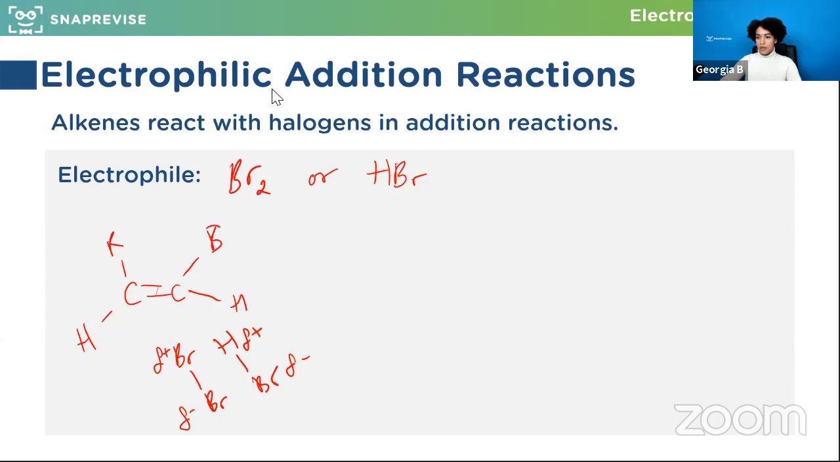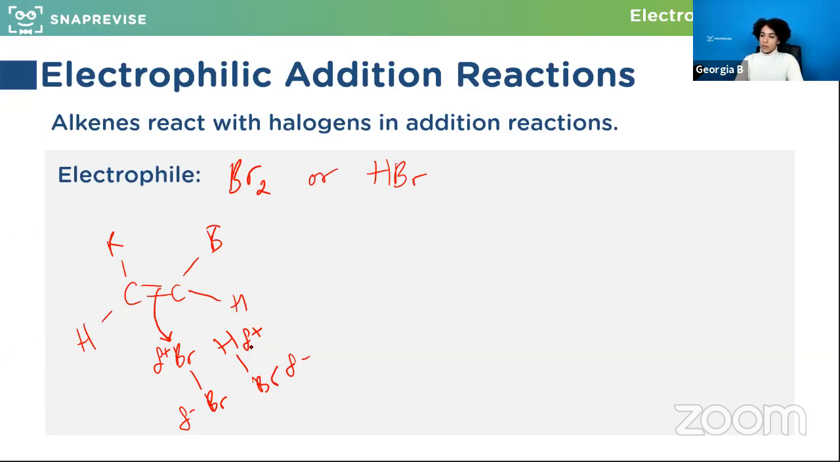Yeah, from the middle of the double bond to the positive bromine, not the negative bromine. So we want to be going directly from the double bond to the delta positive bromine, because of course if it's delta positive, it's going to want electrons. It's going to be attracted to them.